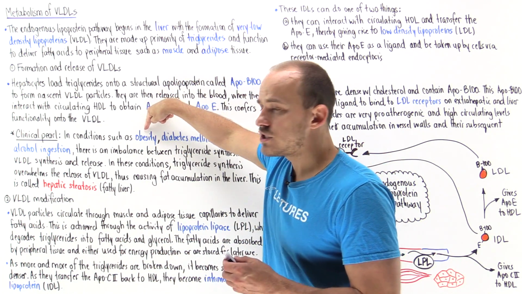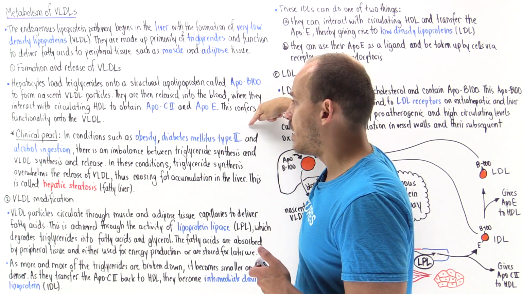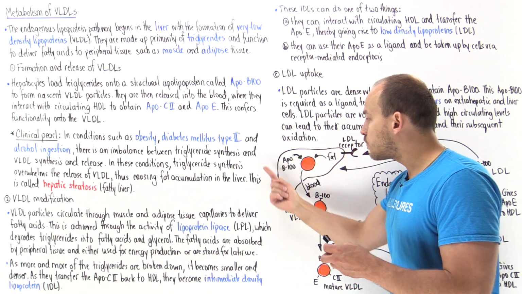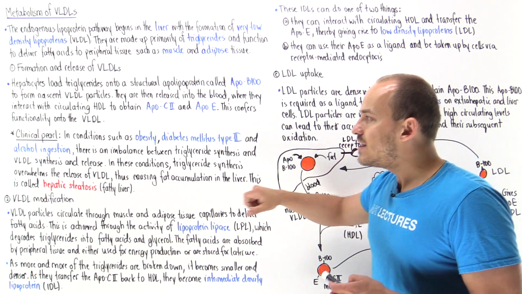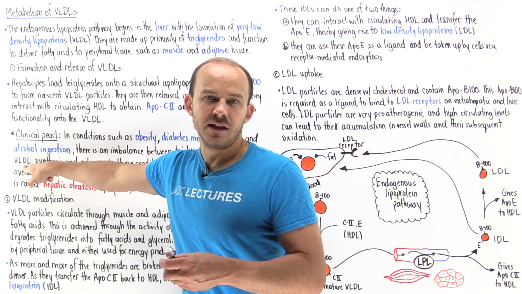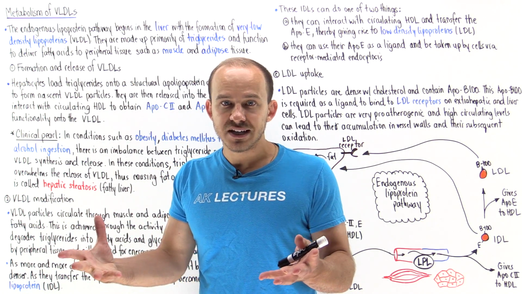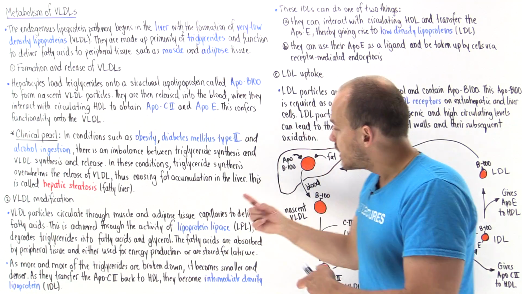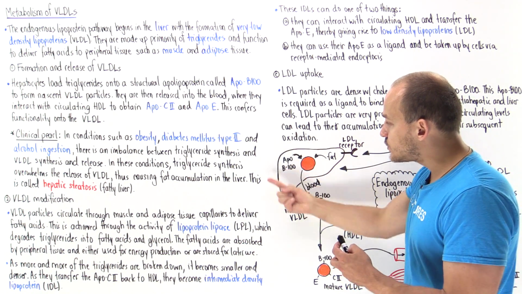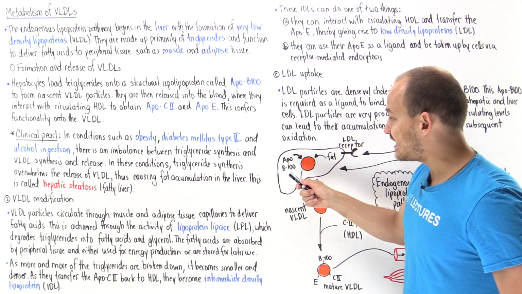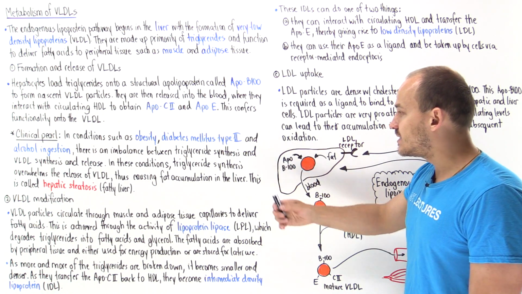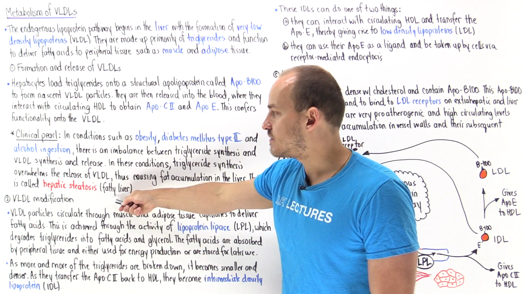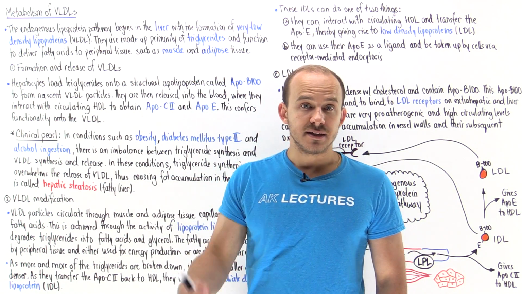So in conditions such as obesity, diabetes mellitus type 2, and alcohol ingestion, we essentially have more production of triglycerides than production and release of the LDL molecules. And so what happens is, if we have more production of triglycerides than normal, then we essentially produce and store too much triglycerides in the liver, and that can cause the liver to actually become fatty. And that's why we call this fatty liver or hepatic steatosis.